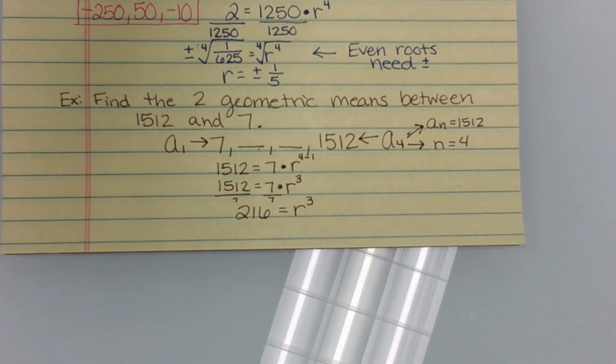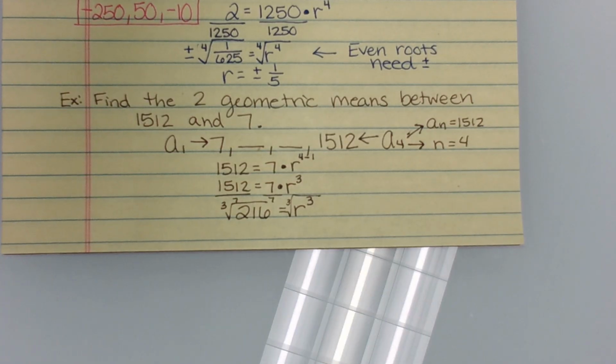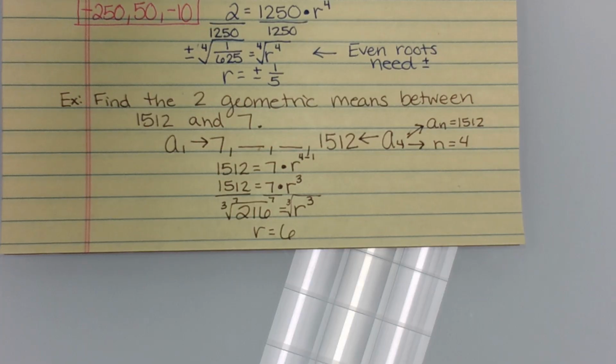Now what? The cube root, or the 3rd root. Do I need plus or minus this time? No. What is the cube root of 216? 6? Yeah. R is 6. Just 6, not positive and negative 6. Just 6. I didn't need plus or minus because my root was odd.